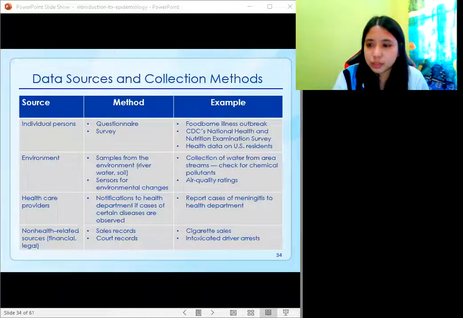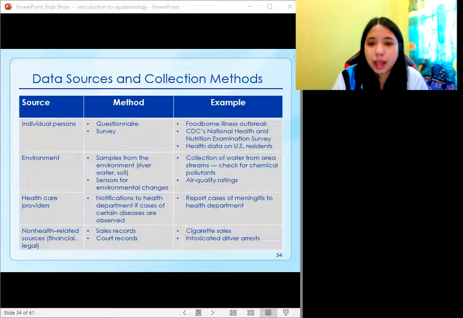Okay, let us also consider healthcare providers as another source. Healthcare providers collect considerable amounts of data during the course of daily clinical practice. The method here is notification to the health department if cases of certain diseases are observed. An example is to report cases of meningitis to the health department.